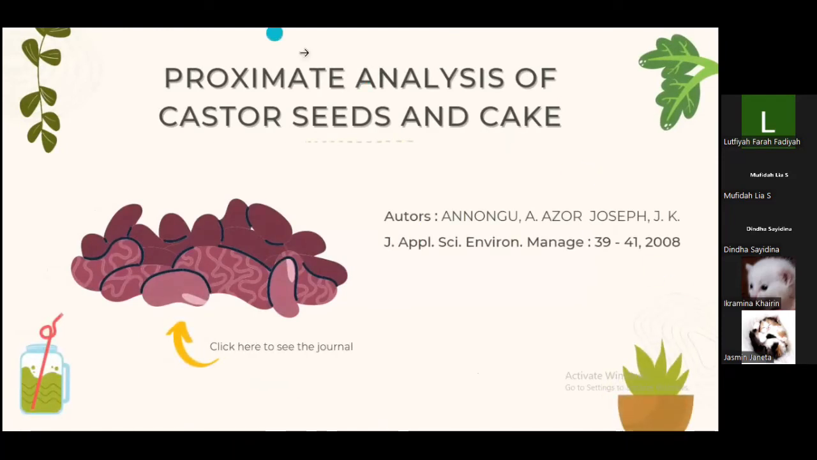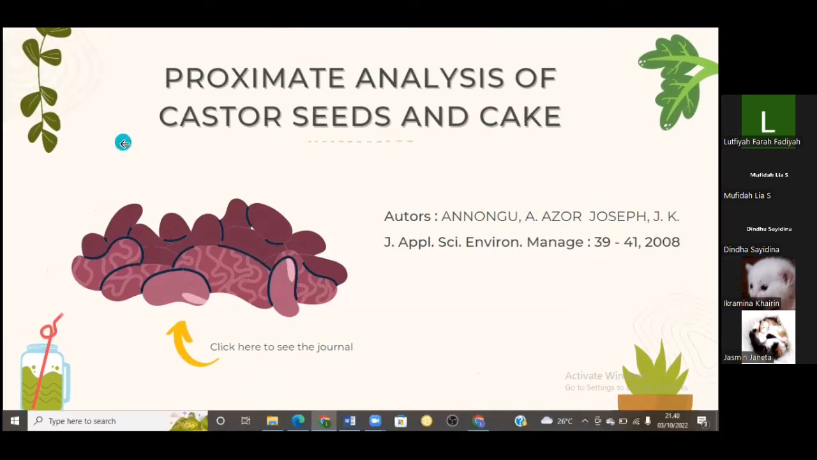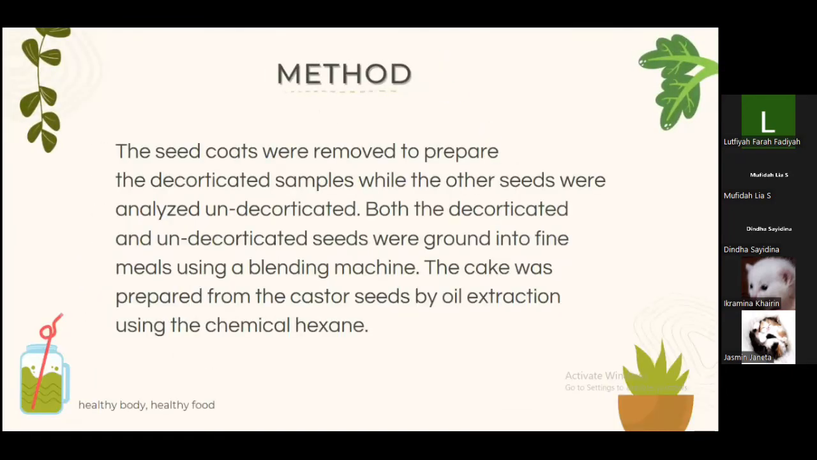The next journal is Proximate Analysis of Castor Seeds and Cake. For the method, the seed coats were removed to prepare the decorticated samples, while the other seeds were analyzed undecorticated. Both the decorticated and undecorticated seeds were ground into fine meals using a blending machine. The cake was prepared from the castor seeds by oil extraction using the chemical hexane.